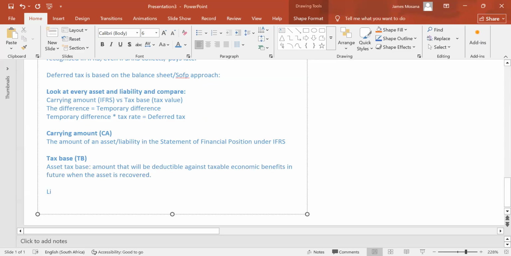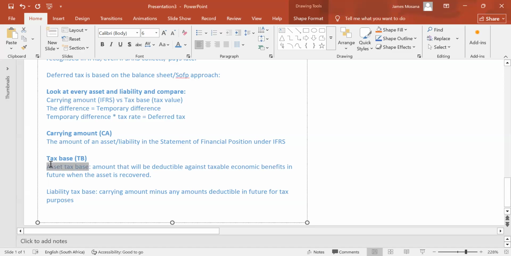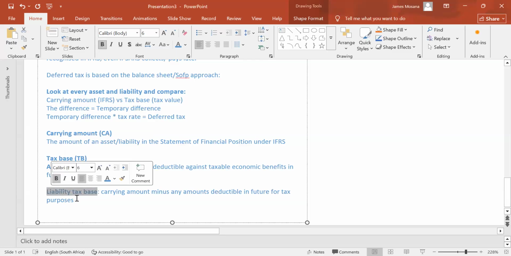Then we are going to have a liability tax base. So here we are talking about the carrying amount minus any amount deductible in future for tax purposes. Right. So this is the tax base of an asset, and this is the tax base of a liability.